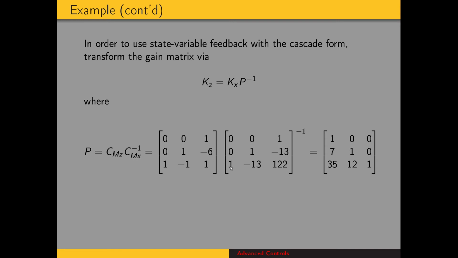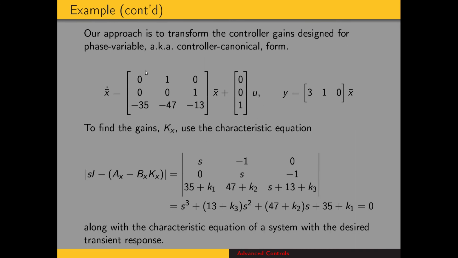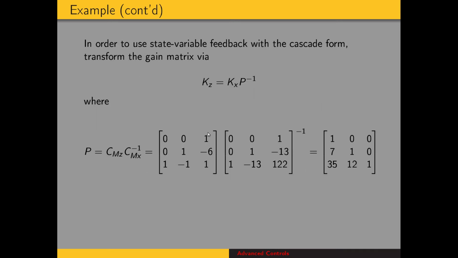So the first column we have B from this, and then A times B will be the second column, so that'd be 0, 1, -13. And then the third column is A squared times B. So that's the controllability matrix corresponding to our state space representation using x bar. Take the inverse of that matrix, and we end up with this for the transformation matrix. And then now we can calculate the gains for the cascade form, our desired state space representation. Okay, so we've got the state variable feedback gains for the desired state space representation.